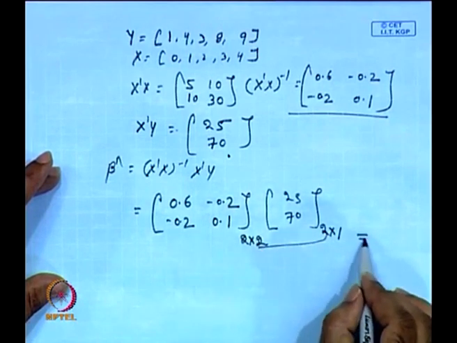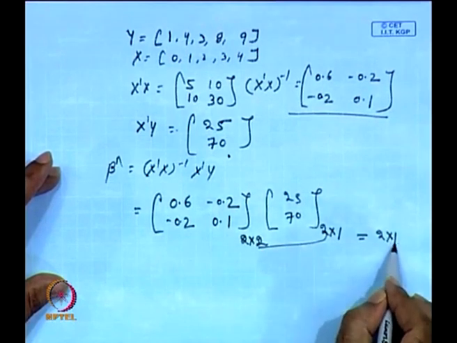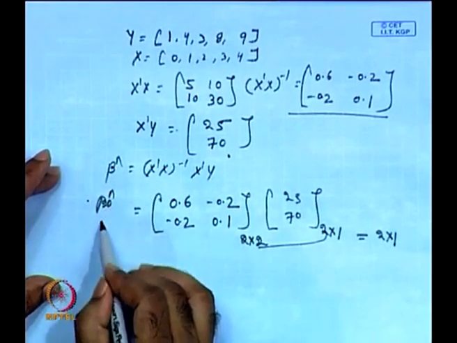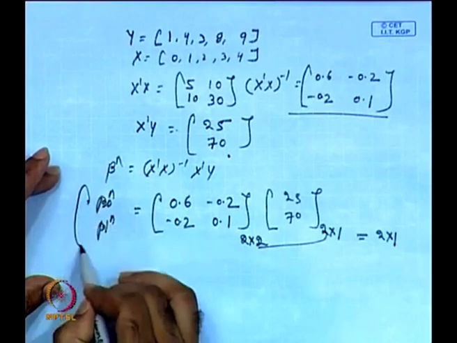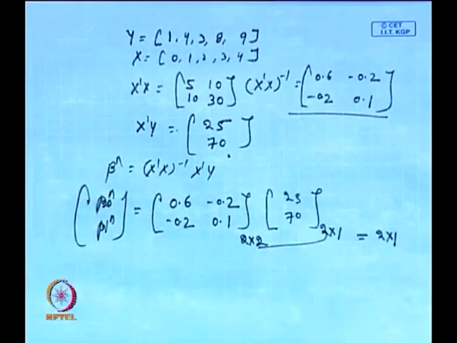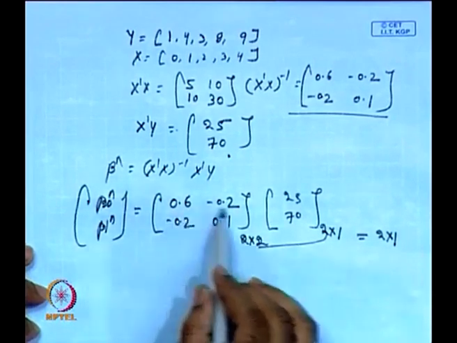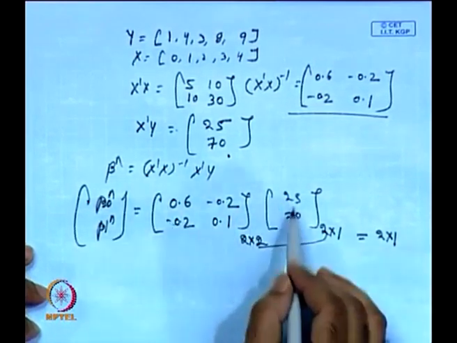So ultimately the result of the matrix should be 2 into 1, because we have beta head, which is nothing but beta 0 head and beta 1 head. So this is how the entire structure looks. Okay, so we have to multiply again: this multiplied by this, and this multiplied by this.